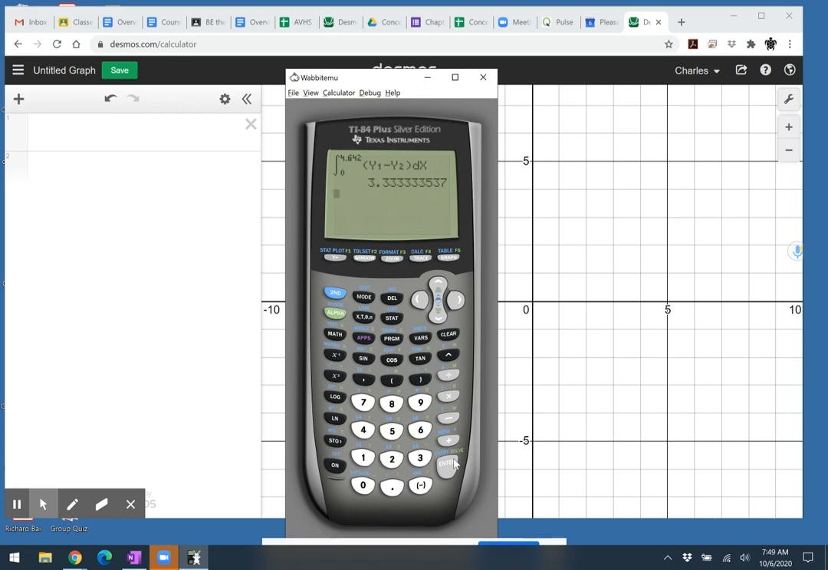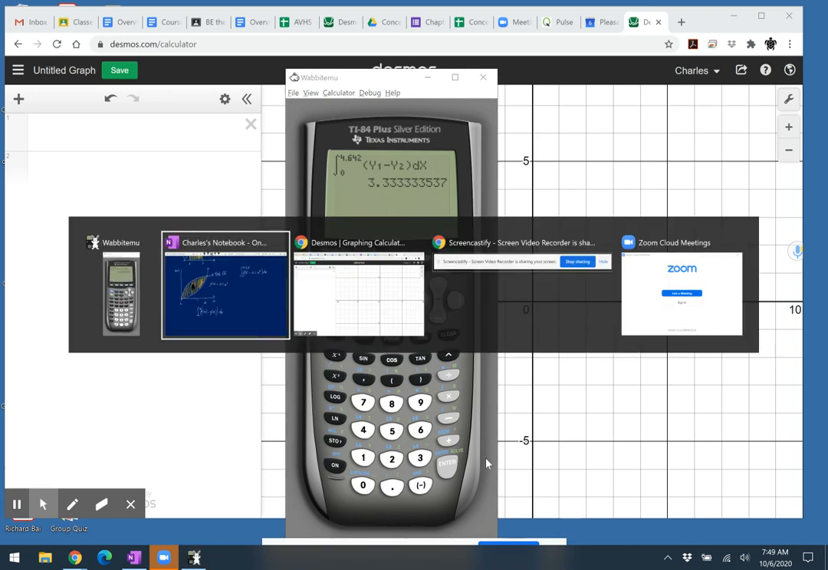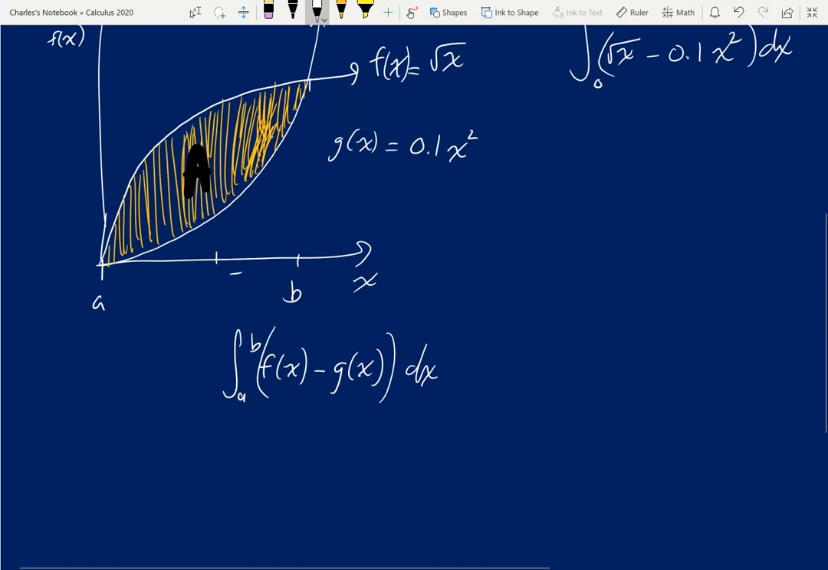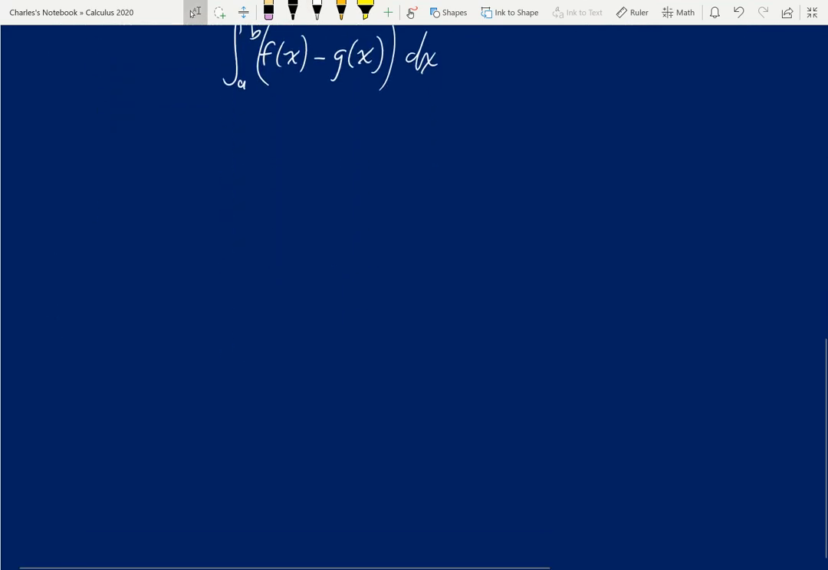And then I have my function. It looks like 3 1/3. All right, so let's take another one. Let's do one more example. Oh, here's a good example.